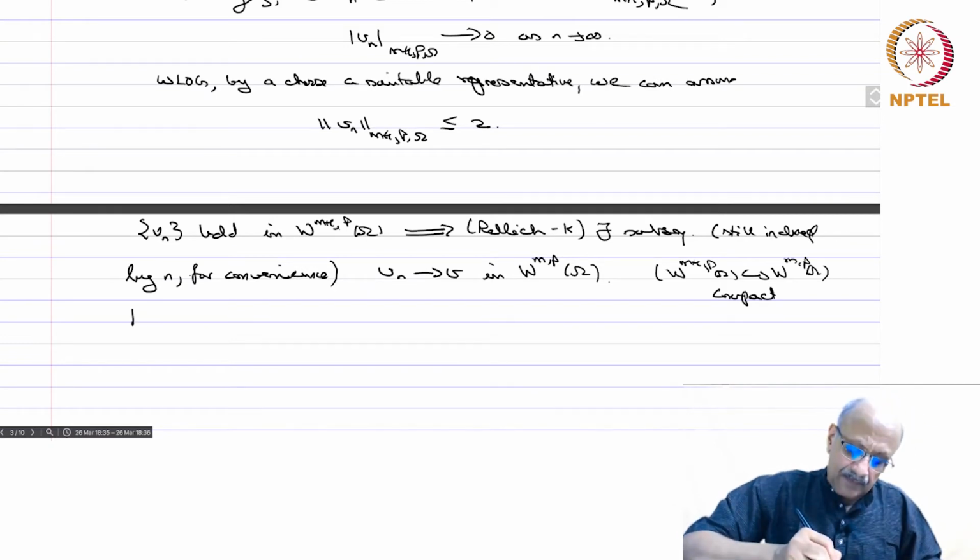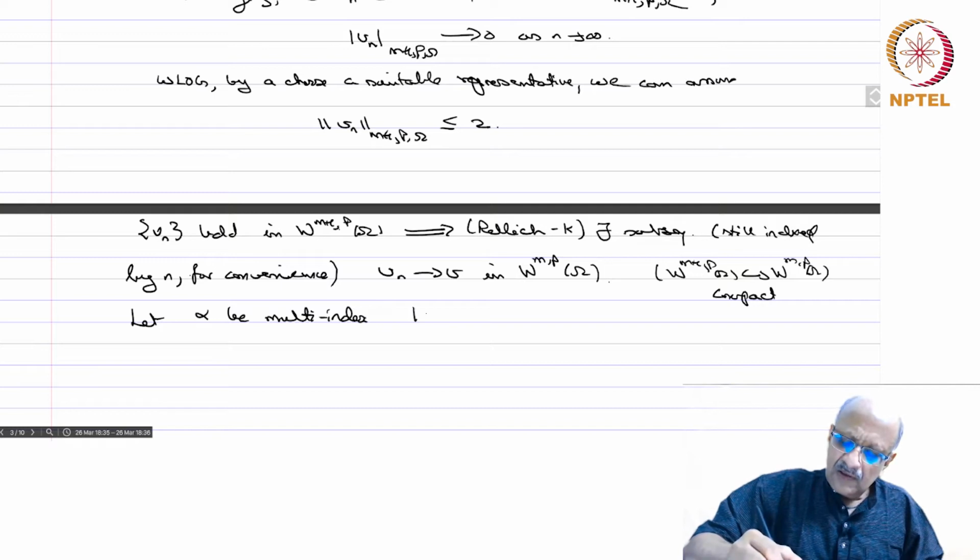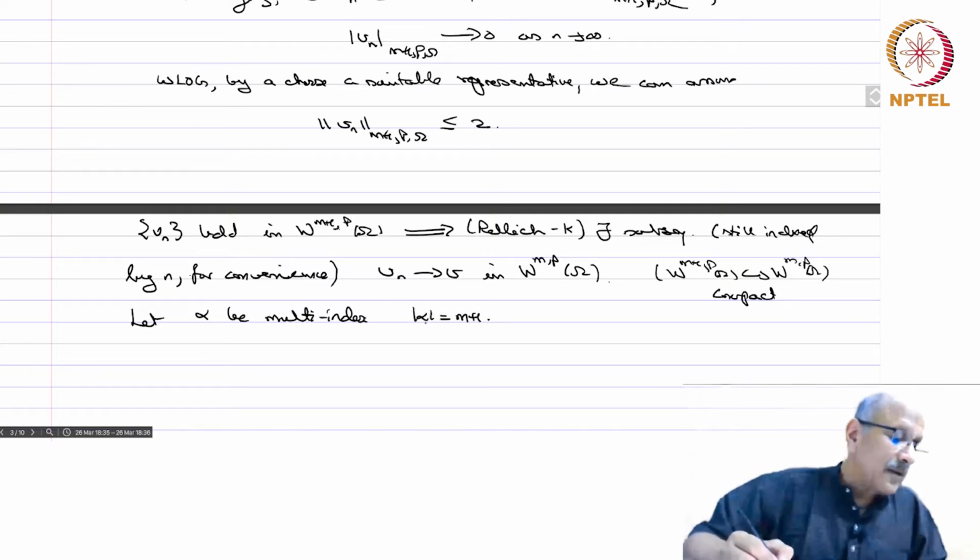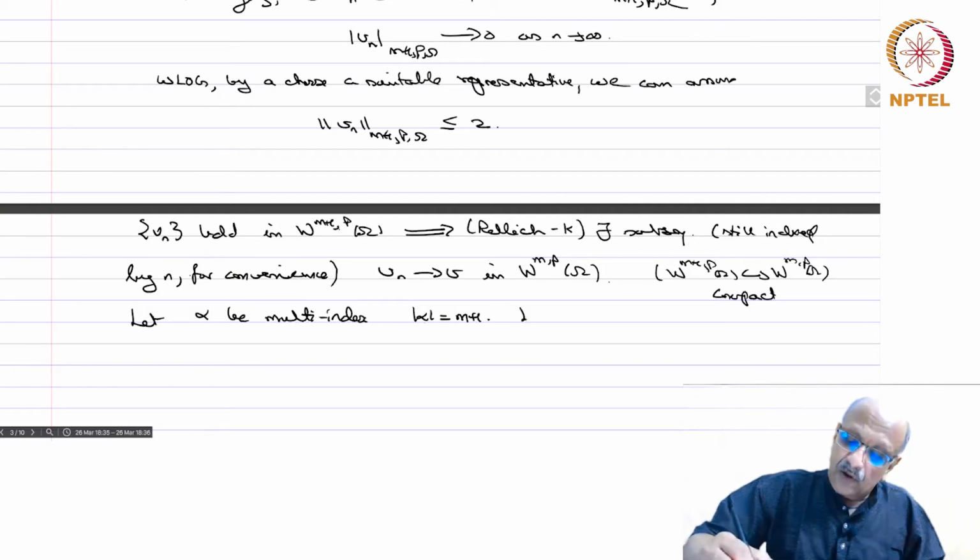So let α be a multi-index such that |α| equals m+1. Okay. So let φ belong to D(Ω).